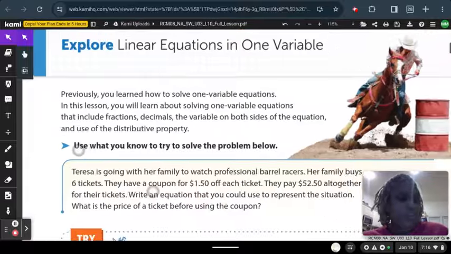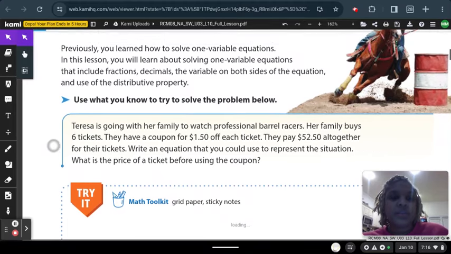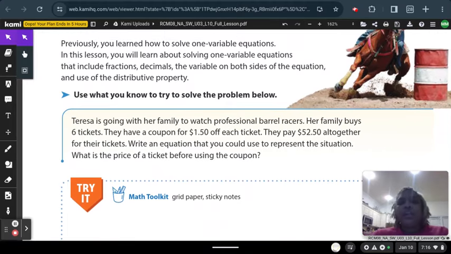Right now, I want you to turn to page 227 and let's get into it. It says previously you learned how to solve one variable equations. In this lesson, you will learn about solving one variable equations that include fractions, decimals, and variables on both sides of the equation, and the use of the distributive property, some things that we've already talked about. Use what you know to solve the problem below.